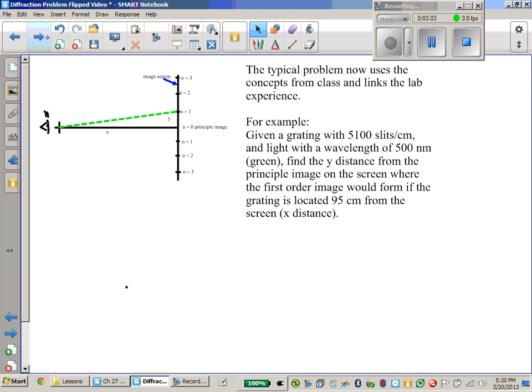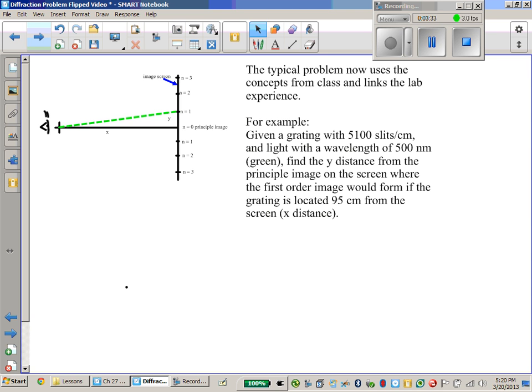Now, the typical problem, I just want to walk you through one problem. The typical problem on AP or on my tests or my homework is going to be what we see for the given. For example, given a grating with 5,100 slits per centimeter, we're going to shoot light with a wavelength of 500 nanometers, which is green, center of the Roy G. Biv pattern. Find the Y distance from the principal image on the screen where the first order image would form if the grating is located 95 centimeters from the screen.